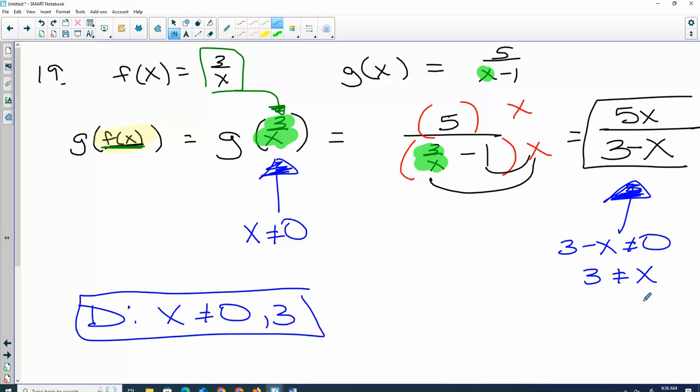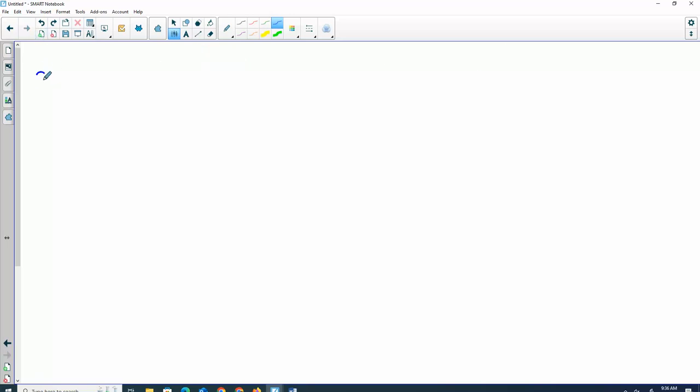All right. Number 20 is another piecewise. We've covered a couple of these so far.